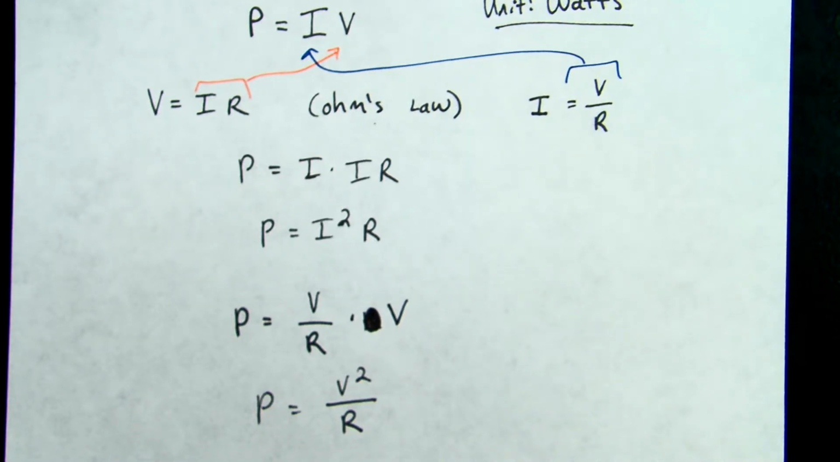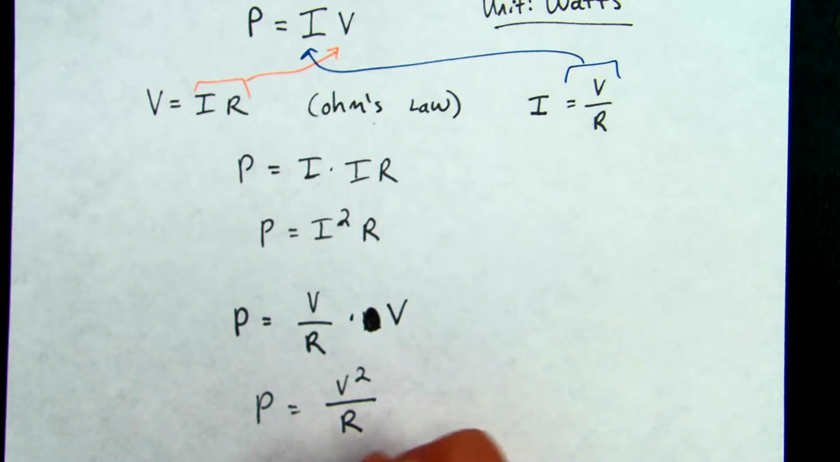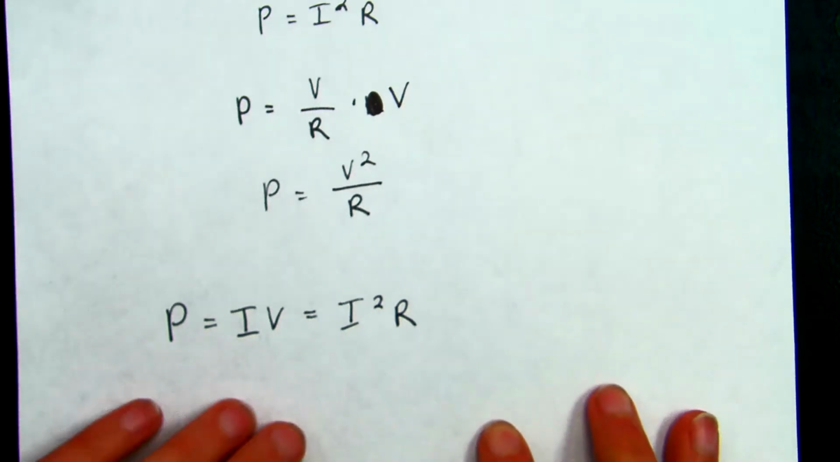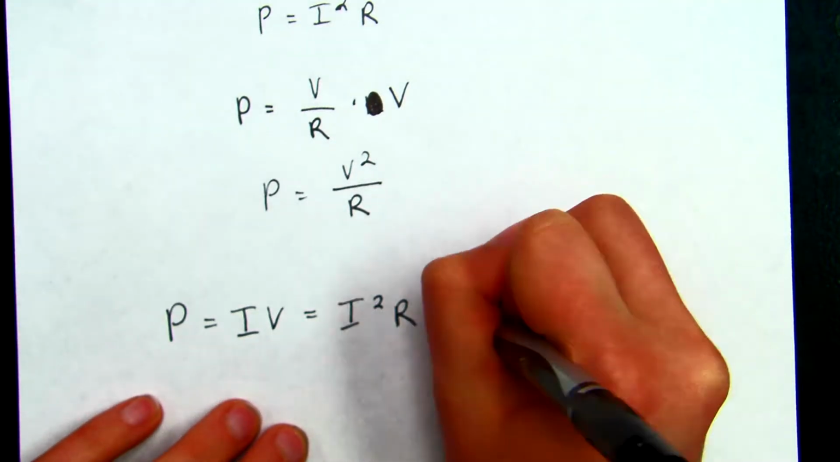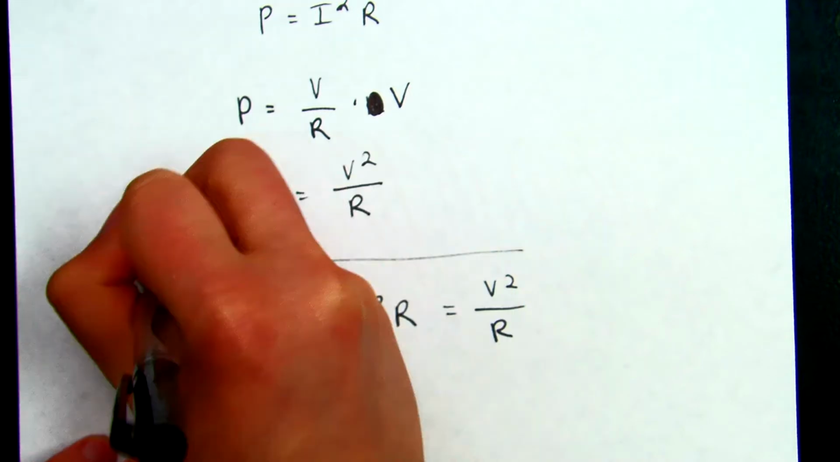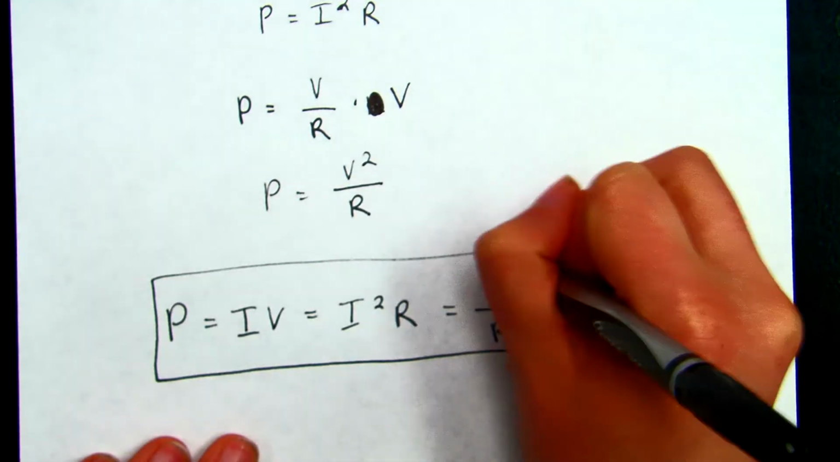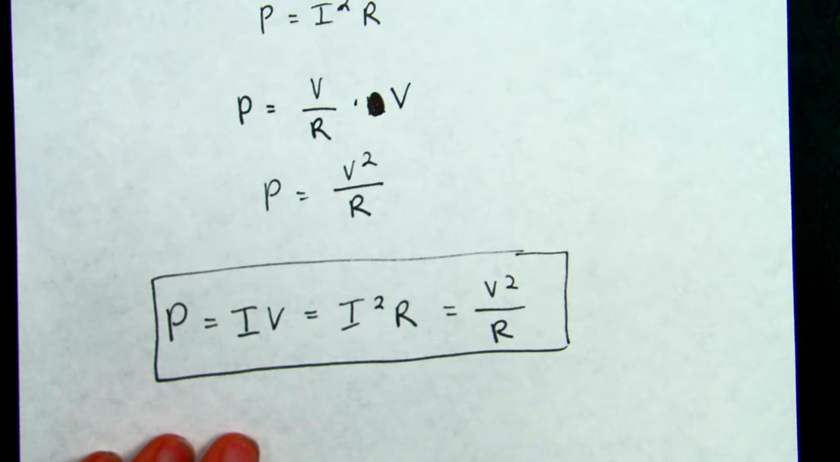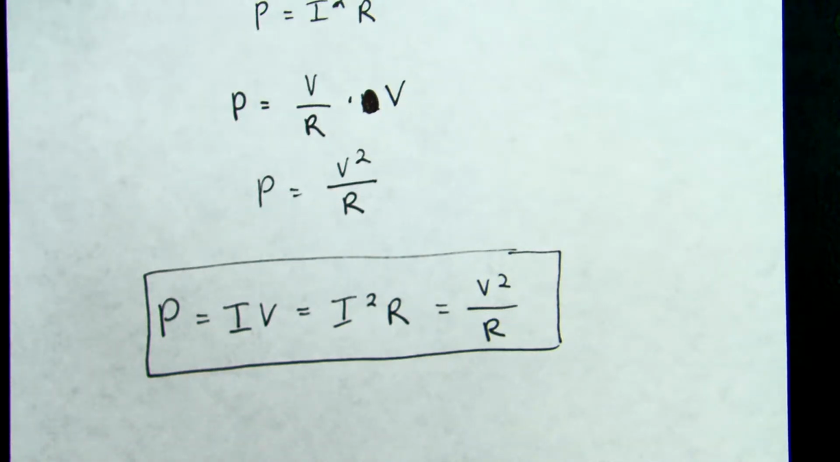And so how it looks on the North Carolina reference sheet is that you'll see P is equal to IV, which is our first equation, which is equal to I squared times R, which is equal to V squared over R. And so this is how it will look on your North Carolina reference sheet. We'll do one quick example with this. That also brings back another formula that's not on our reference sheet, but it's a good example to have.